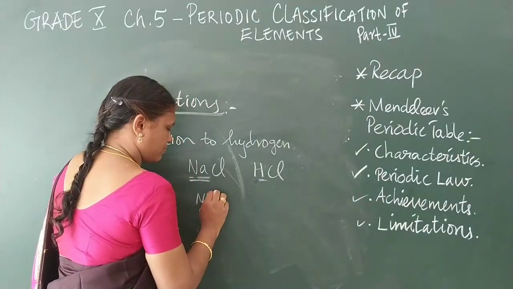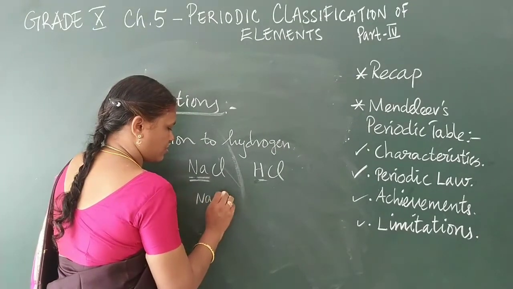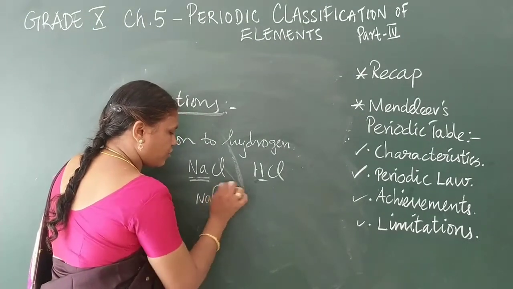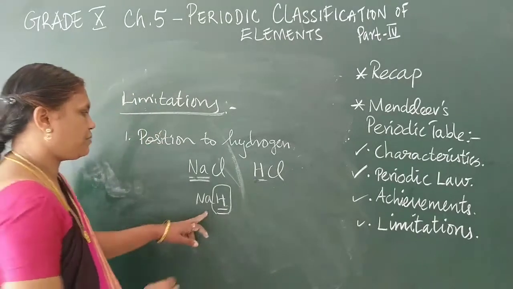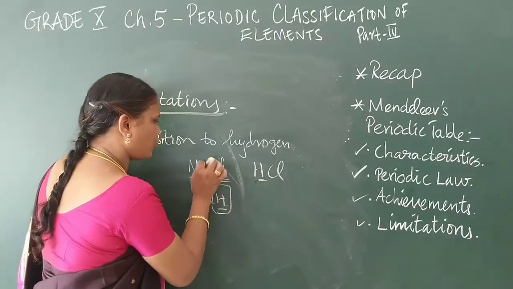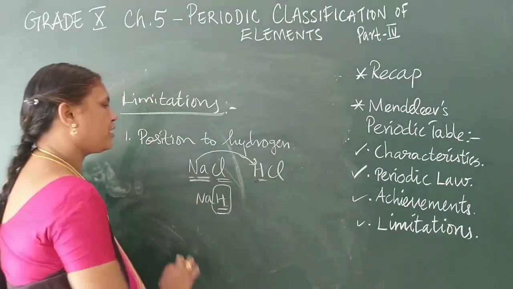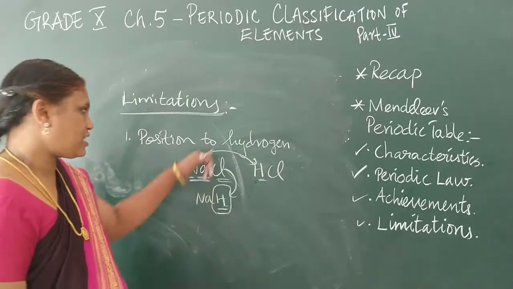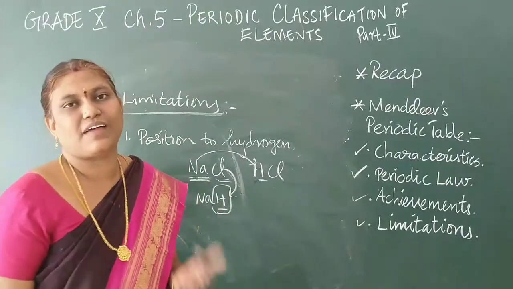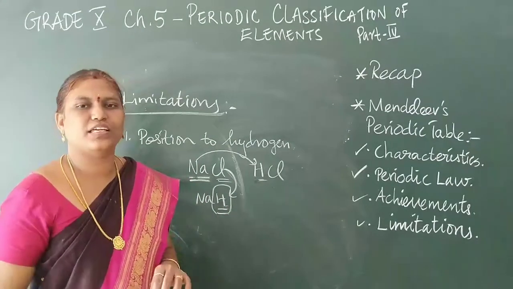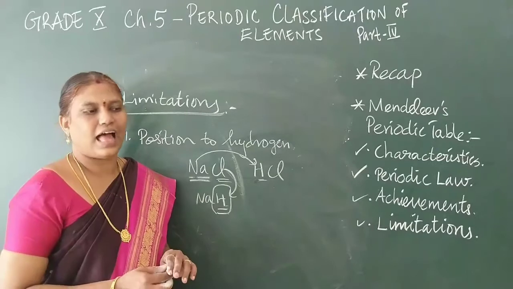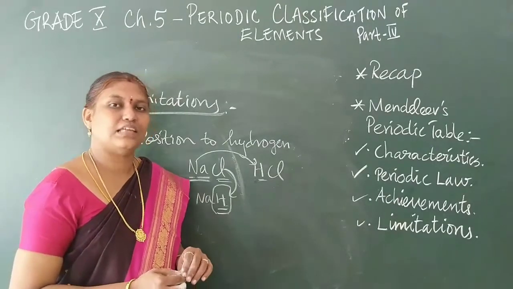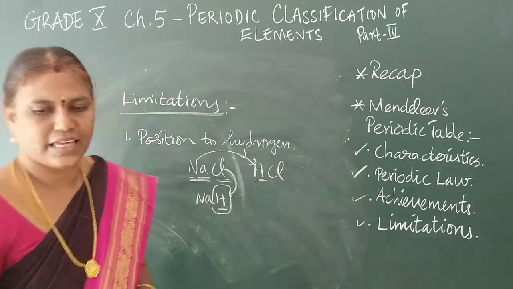When it is here, Na, H, then this will be a negative thing. It will be like a Cl particle. So it acts as both metal as well as non-metal. That is why he was confused where to place it. So he couldn't give a position for hydrogen. That is his limitation.